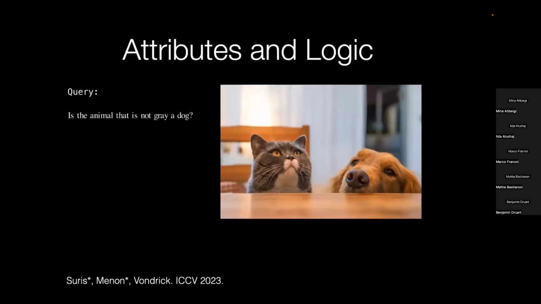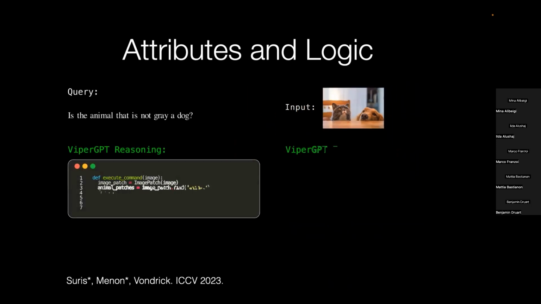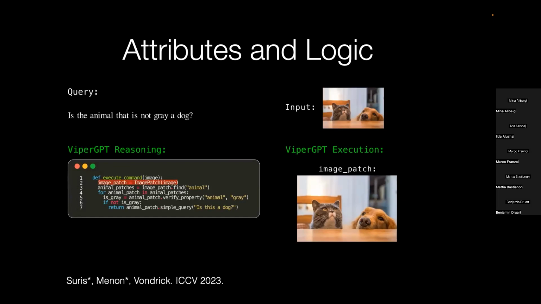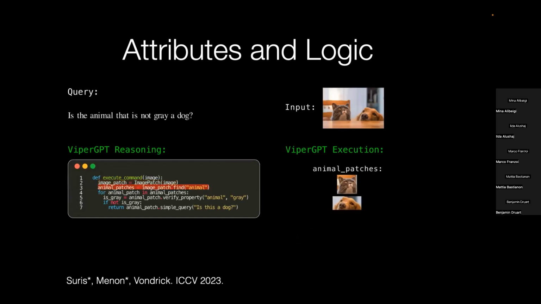You get amazing ability to do logic and attribute binding too, right? Attribute binding is another issue we often talk about, and I don't think it's a problem because the code generation methods can do it. So if you have this tongue twister type of question, like, is the animal that is not gray a dog? It can build this program to reason about this. It finds all the animals, loops through them, figures out if that's gray, and once it finds something that's not gray, it can figure out if this is a dog or not.